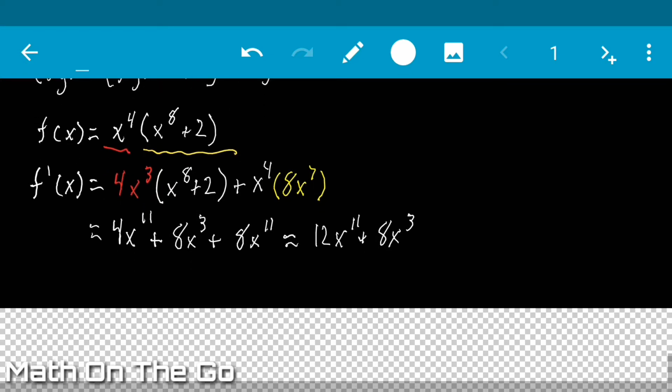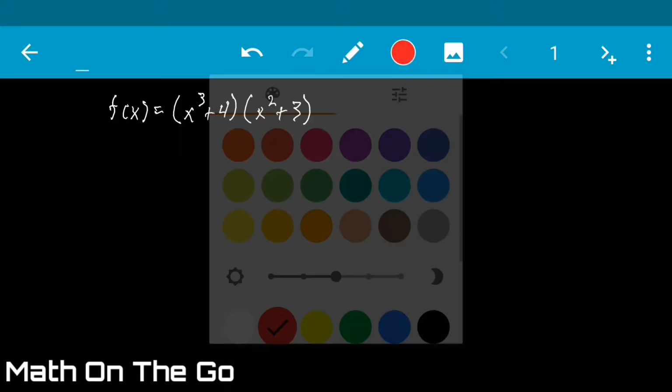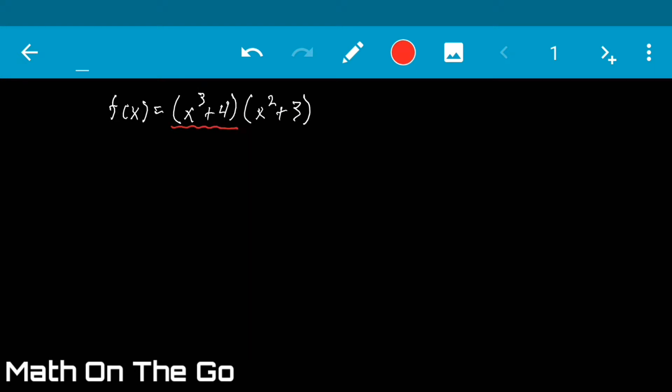Let's move on to another derivative example. Let's say we have f of x equals x cubed plus 4 times x squared plus 3. So again, we're going to do derivative of the first times the second plus derivative of the second times the first.